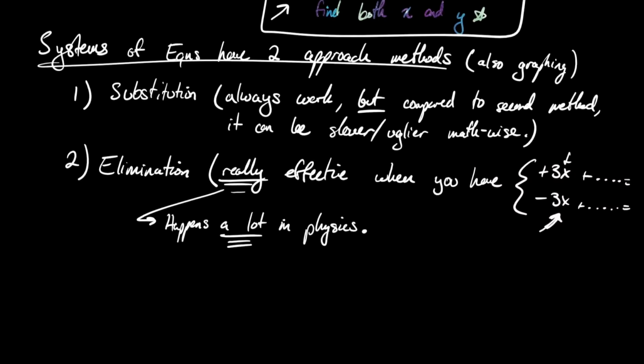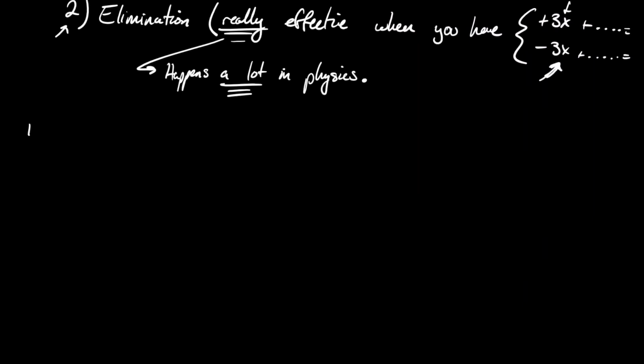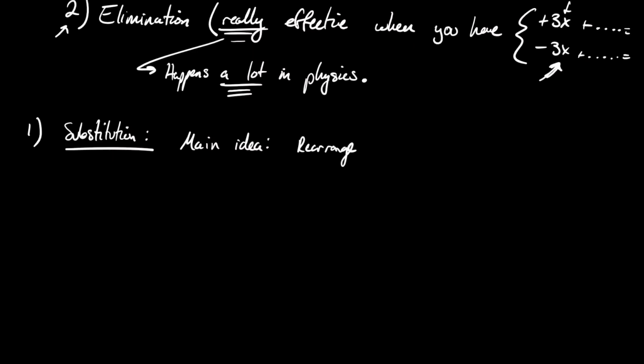Okay, so now I'm going to leave elimination for later, and I'm going to tell you the generals of how you do substitution. For substitution, the main idea is to rearrange one equation, and I'll tell you which one might be faster. It doesn't really matter which one, but one might be faster.